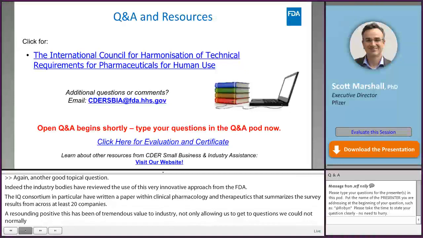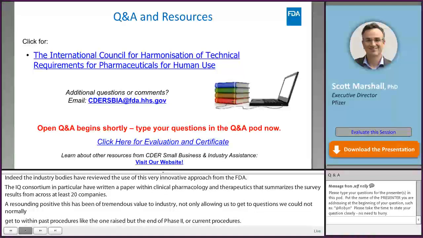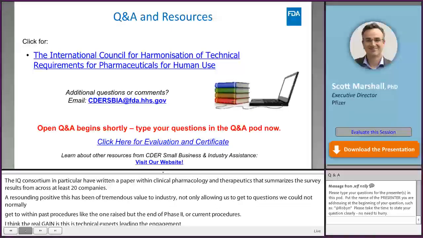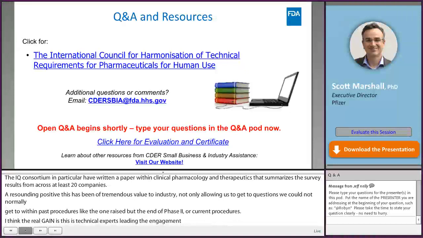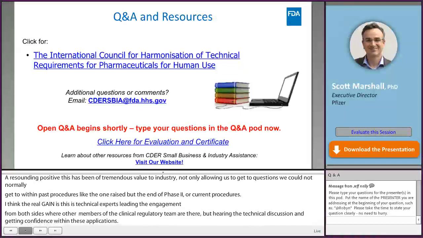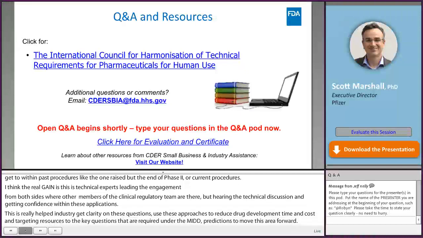And I think the real gain is that this is technical experts leading the engagement from both sides, where the other members of the clinical and regulatory team are there, but they're hearing the technical discussion and I think getting confidence within these applications. And this has really helped the industry get clarity on these questions, use these approaches to reduce drug development time and cost in that they're targeting their resources to the key questions that are required under the MIDD predictions to move this area forward. And the value there is not only in that alignment between the technical experts, but it's really allowing industry to align with their decision makers as well by bringing that clarity back.